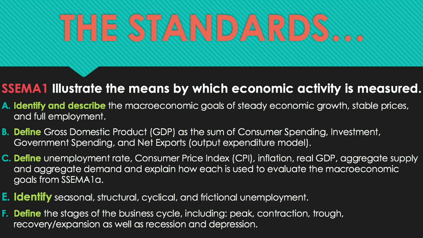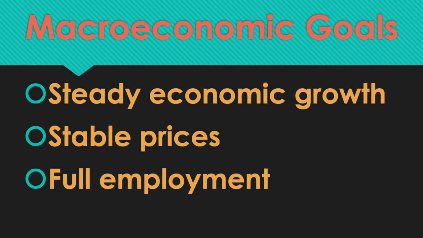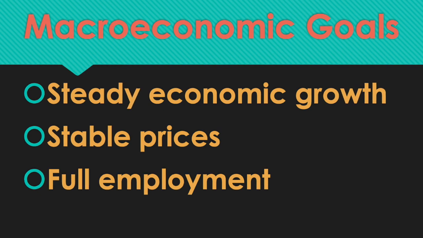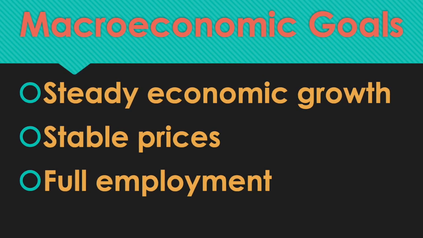So the first thing I want to do is give you the macroeconomic goals, and to kind of pull these out of the standard. Essentially, when we look at how the economy is doing, what we are trying to do is make sure that our economy has what's known as steady economic growth, make sure our economy has some stable prices, and then ultimately we want to try to get to some full employment.